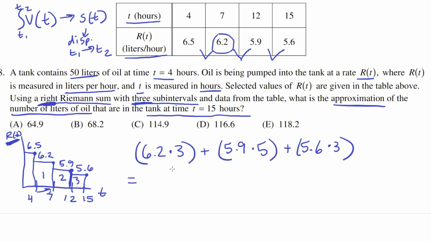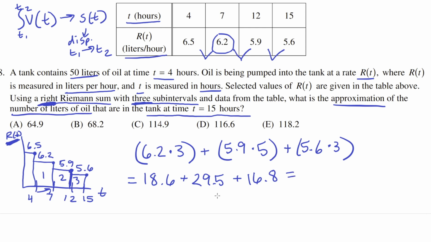So we can multiply all these together. 6.2 times 3 is 18.6. 5.9 times 5: 5 times 5 is 25, and then 0.9 times 5 is 4.5, and 25 plus 4.5 is 29.5. And then 5.6 times 3: 5 times 3 is 15, and then 0.6 times 3 is 1.8, so we'll get 16.8.